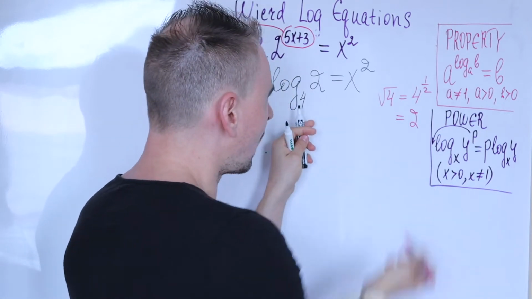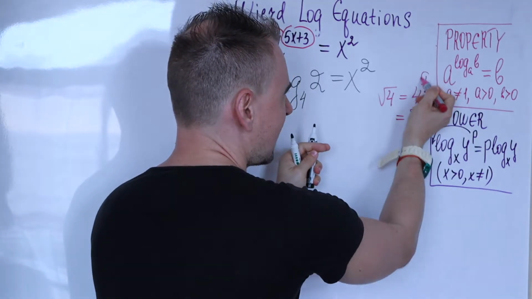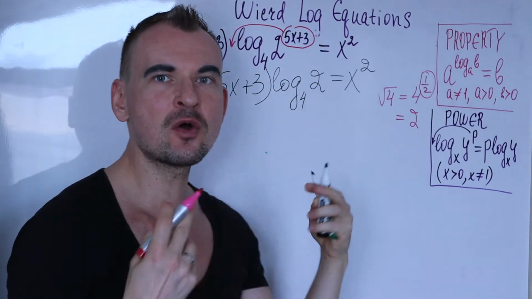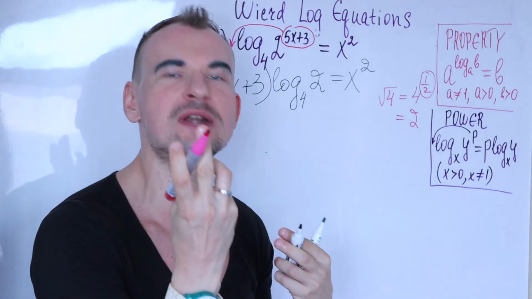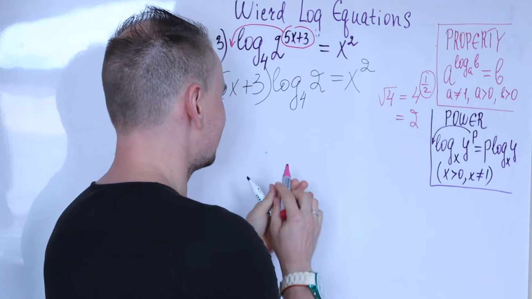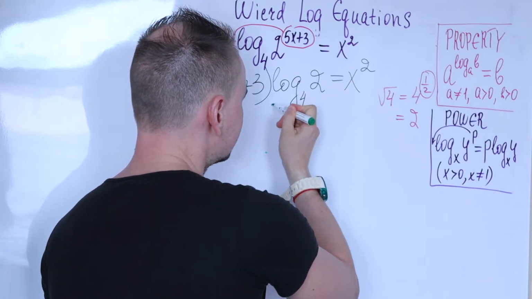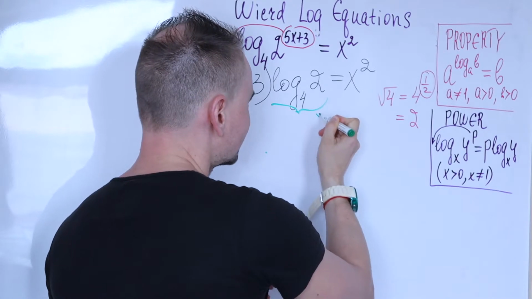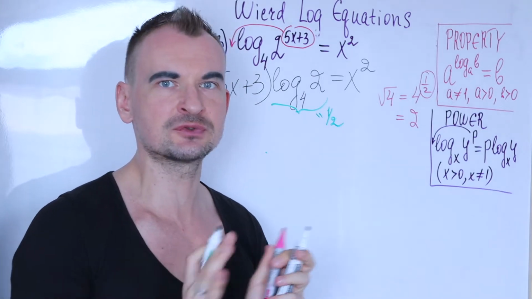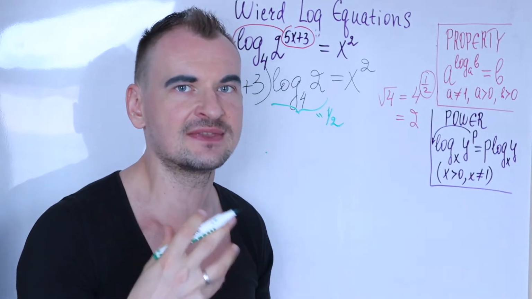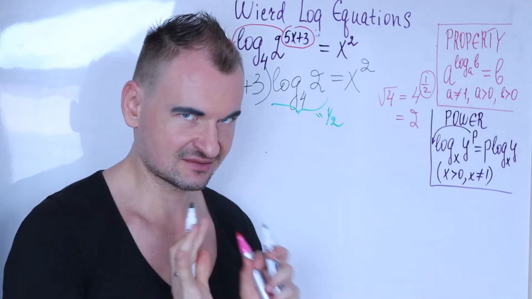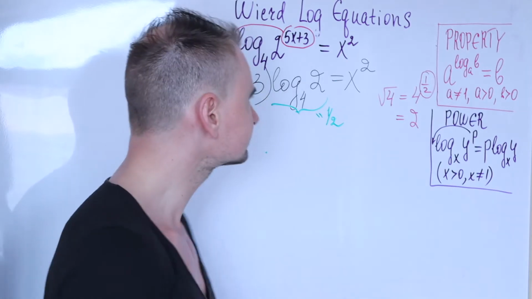So 4 raised to a half power gives you this argument 2. And in a logarithm, the answer is always the exponent, the power from that exponential version. So the answer for that log is just a half. Again, if it's still difficult for you to figure out these things in your head, just do it off to the side. It's perfectly fine and you're good to go.